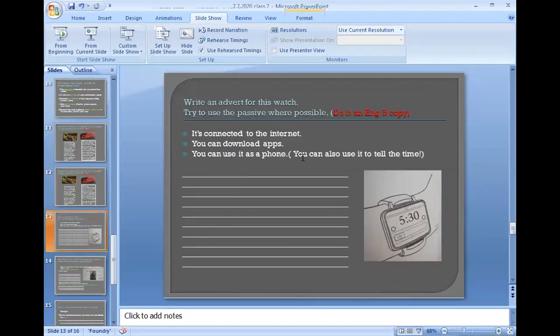Now look at this. This also you are going to do in the English B copy. Write an advert for this watch. Try to use the passive where possible. Where possible, you will write about it with can be or must. Three sentences are given to you. Look at the watch carefully. It's connected to the internet. You can download apps. You can use it as a phone, or you can also use it to tell the time. So you are going to describe it in the passive form, right?